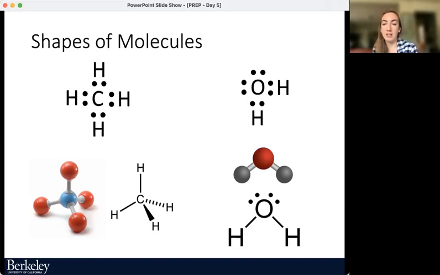We could spend weeks on what is the shape of all sorts of various compounds, but I just want to give you a taste that they're not flat. Does that make sense? Any questions?